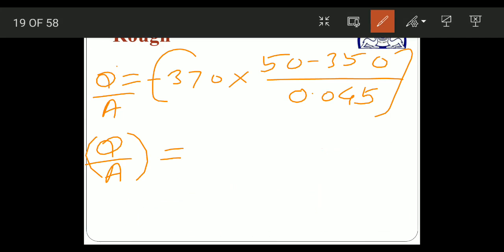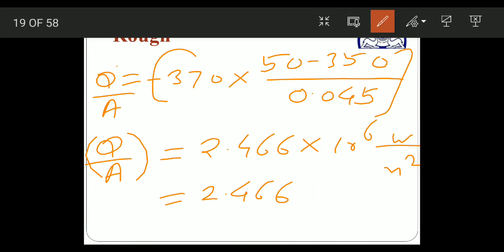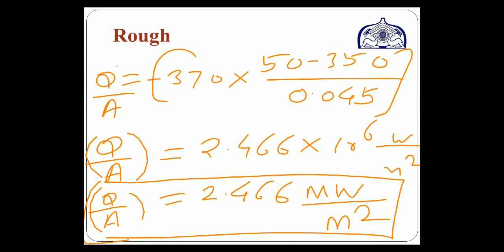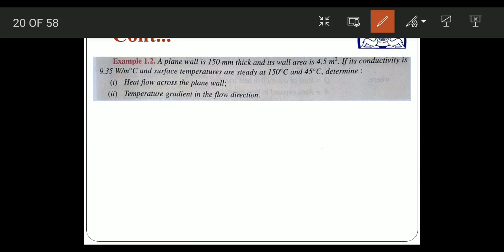that is the rate of heat transfer per unit area, that will be equal to 2.466 into 10 raised to 6 watt per meter square, or this can be written as 2.466 megawatt per meter square. Okay, so this is q upon A, that is heat flux. I hope you understand this question. That is a very simple question. Now let us move towards the next question.